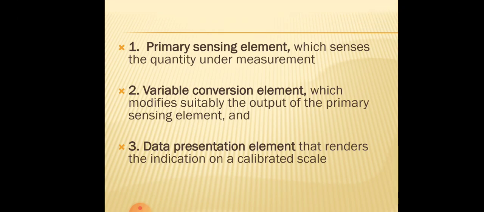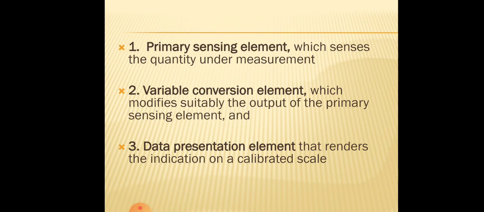Here are the three main steps that are followed in an instrumentation system. First one is the primary sensing element, which senses the input. Second one is the variable conversion element, which converts the data from one form to another form. And third one is the data presentation element, which is used to represent the output. So what does the first point say? Primary sensing element, which senses the quantity under measurement. The quantity that is to be measured is sensed by the primary sensing element.